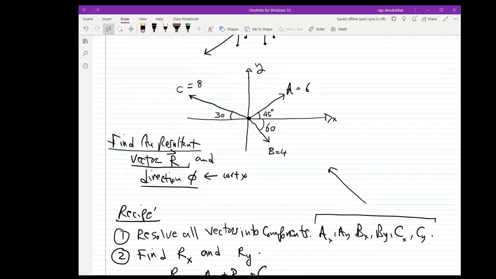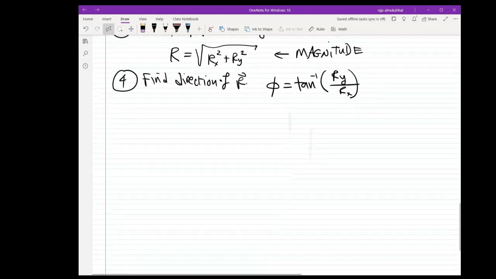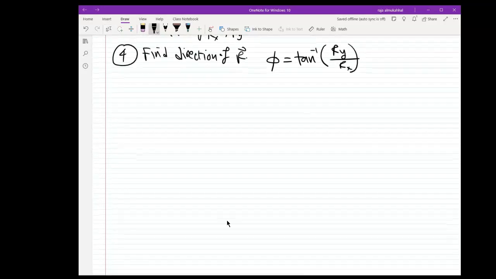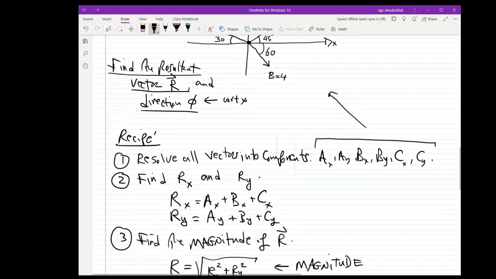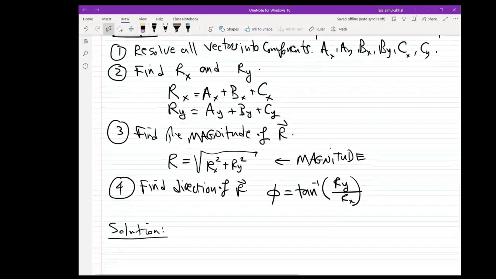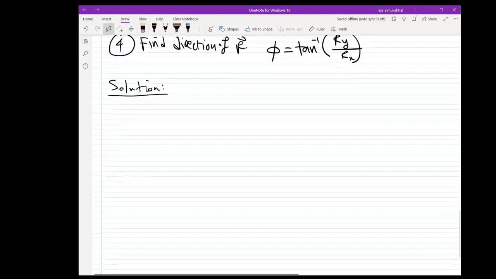I hope you already have written it down. So I'm going to be solving it here. So go back to our solution to the problem above. The first thing I need to do is to find the 30 and 60 here. So step number one, find the x, y components of all the vectors.